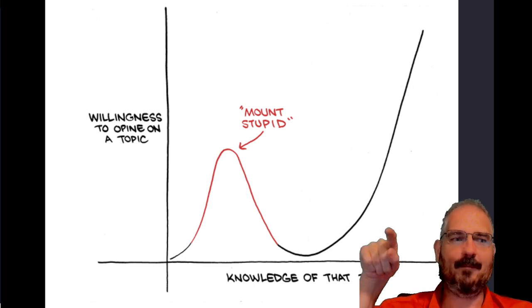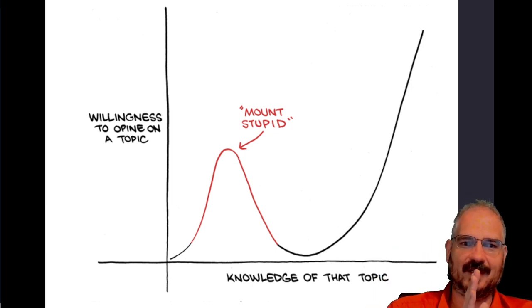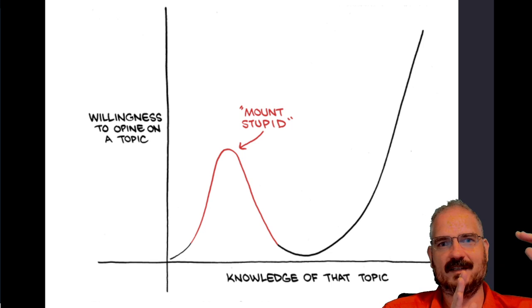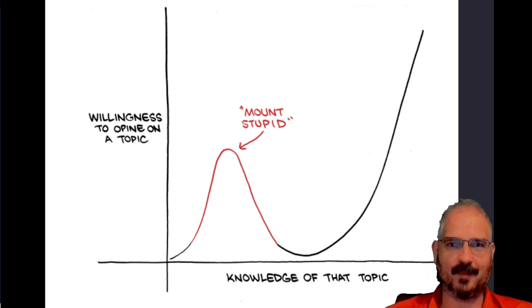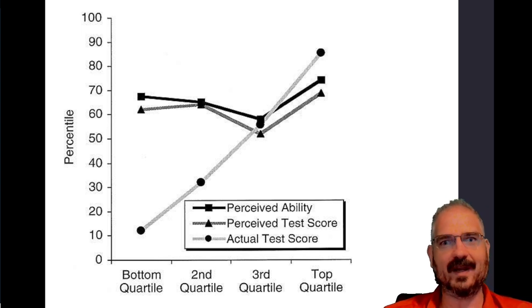There's a big hump over there towards the beginning where your knowledge of that topic is actually really low, but your willingness to spout off about it is relatively really high. That is called, in this comic, Mount Stupid. In reality, we call this the Dunning-Kruger effect. And here's an actual set of data showing the exact same information, making the same point, but with real-world data, right?